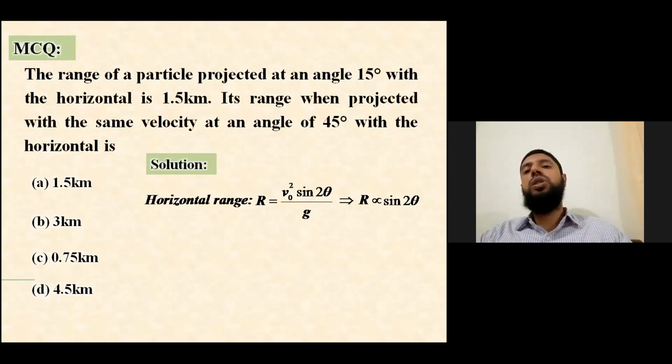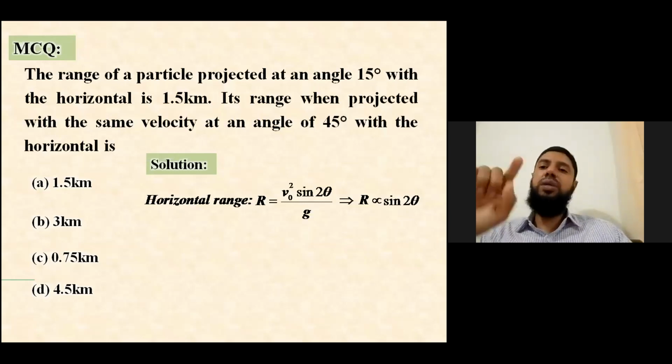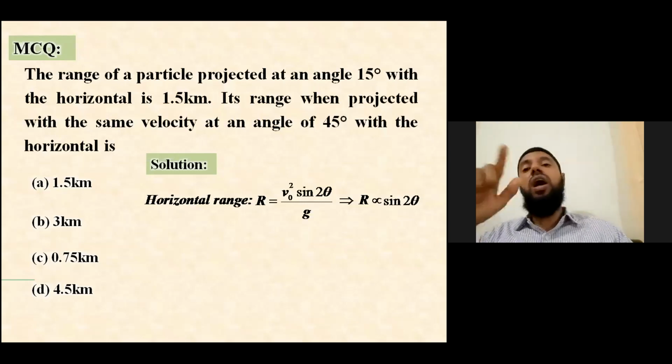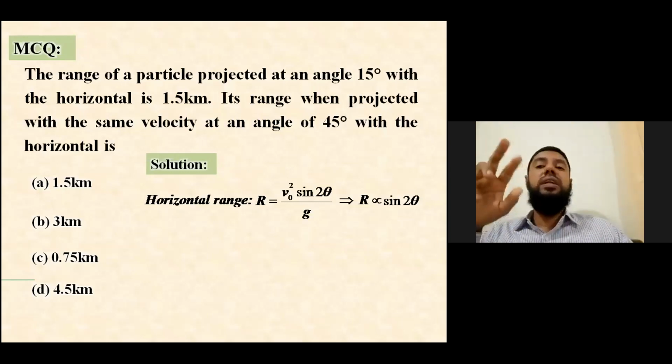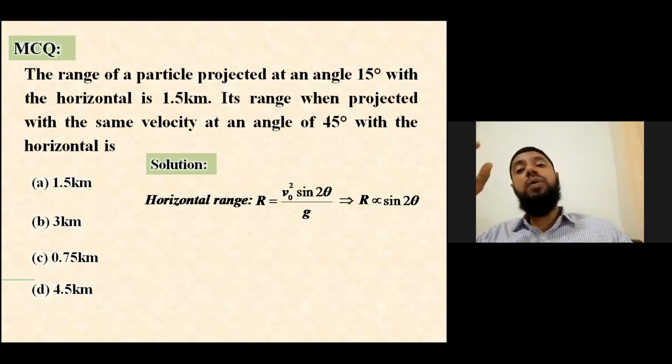R is proportional to sin 2 theta. If the horizontal range was constant, then you have to think of the relation between velocity and theta. What is the relation between velocity and theta? Here, the relation between velocity and the angle of projection is that velocity is inversely proportional to the square root of sin 2 theta.